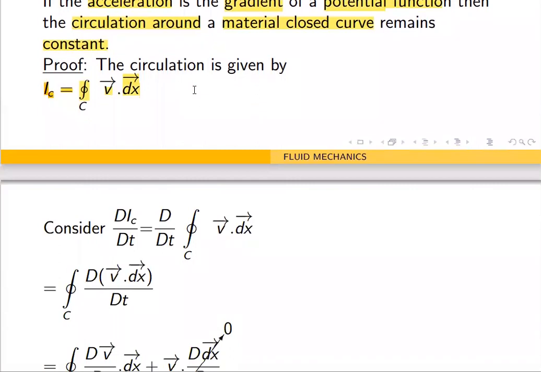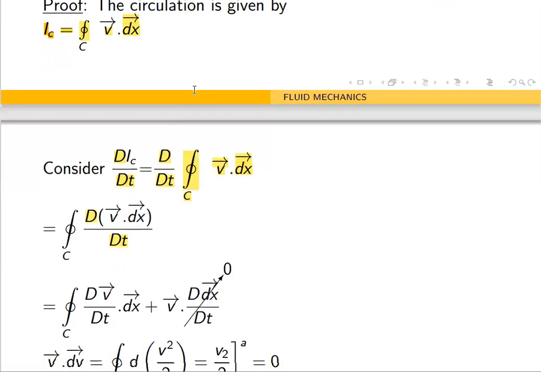That is capital D by dt of IC, which is equal to capital D by dt of the line integral over the closed curve C of V dot dx. This d by dt, which is outside, can be taken inside by the Reynolds transport formula. Now, in the next step, we have the differentiation of the product v dot dx.